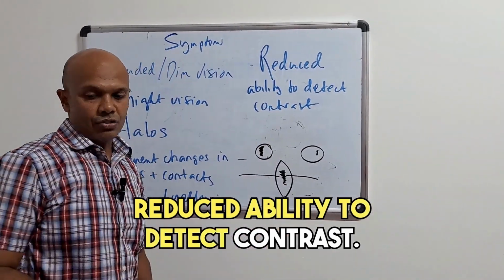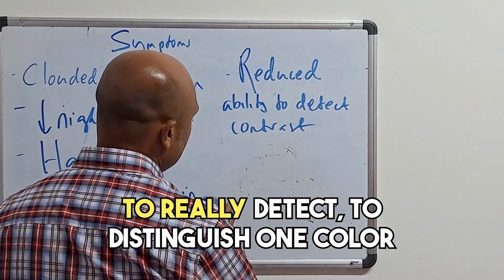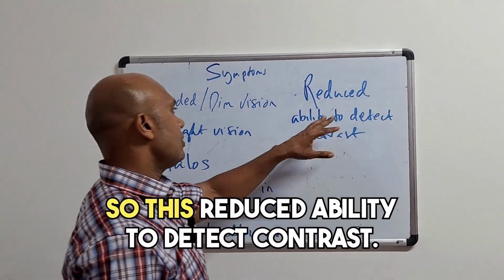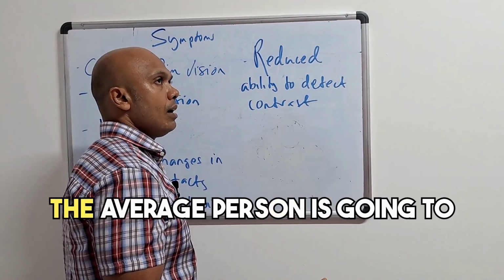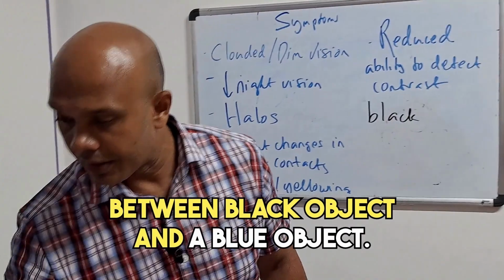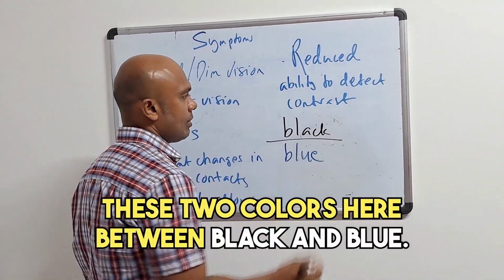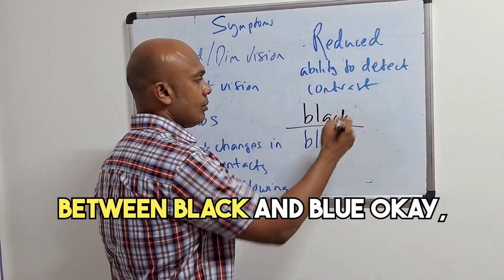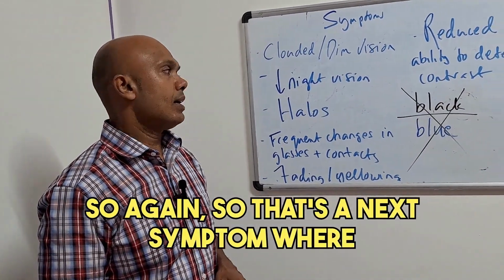Reduced ability to detect contrast. The brain is going to need a certain degree of information or light input to really distinguish one color from the next. So let's say, for example, the average person is going to be able to tell the difference between a black object and a blue object. So there's a contrast between these two colors here, between black and blue. But in cataracts, a person may not be able to distinguish the difference between black and blue. Okay, so that's the next symptom where cataracts are concerned.